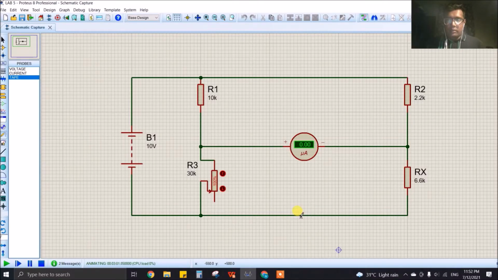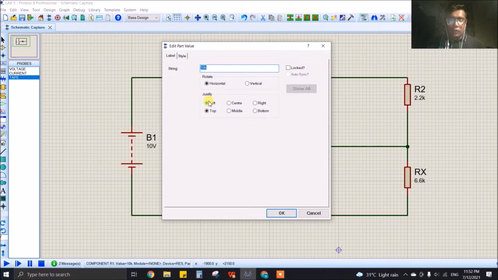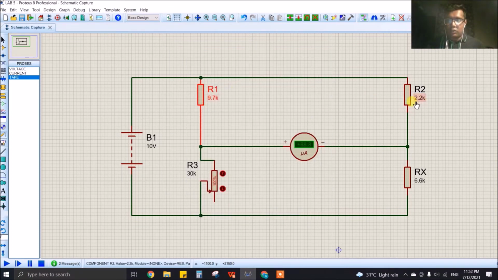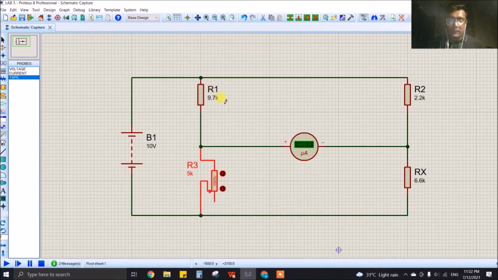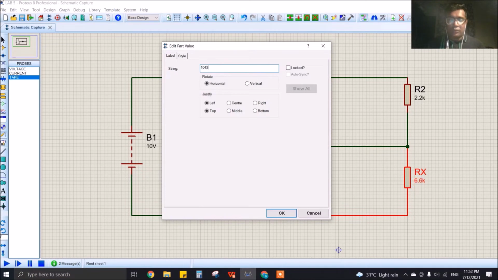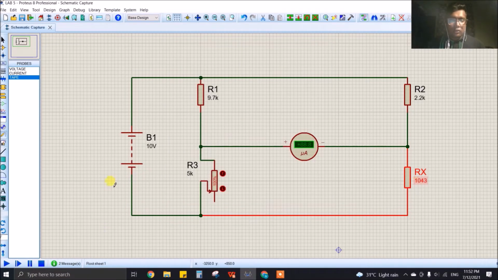So now we are back in the simulation again. So let's change these values according to table 5.3. For resistor 1 we have set 9.7 kilo ohm. For resistor 2 it is the same, 2.2 kilo ohm. For resistor 3 the maximum value that we have set according to the table is 5 kilo ohm. For the unknown resistance we need to change this value to 1043 ohm. For this DC source we have set the value to 10 volt. So let's run this simulation and check the result.